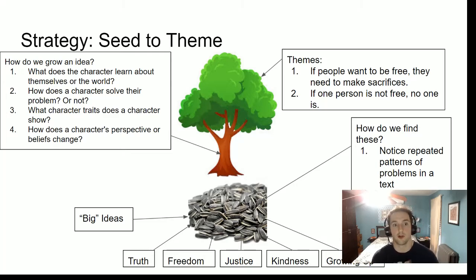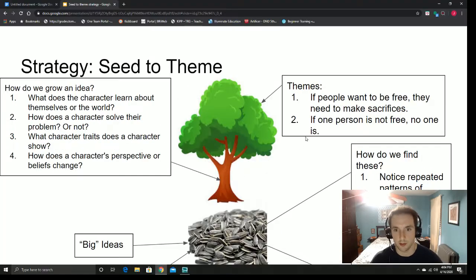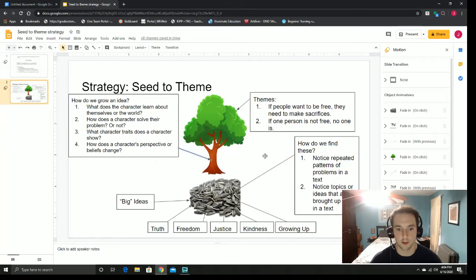And then the last thing, we can notice how a character's perspective or their beliefs change. Oftentimes, when characters learn new things, their ideas or their beliefs about something, sometimes themselves, sometimes the world, change. And if we notice how their beliefs or perspectives change, we can take what they learned and use it for ourselves, and our perspective might change as well. So, that is our seed to theme strategy, and that's what we're going to use today in Chapter 9 of Toliver's Secret to determine the theme.